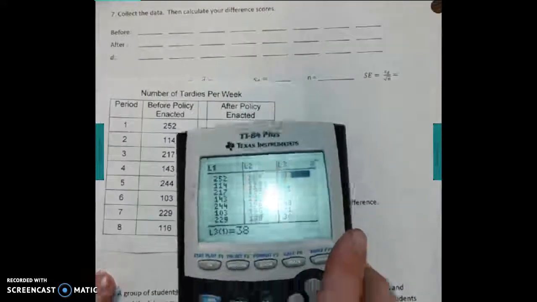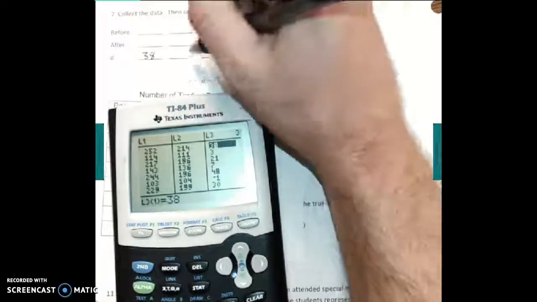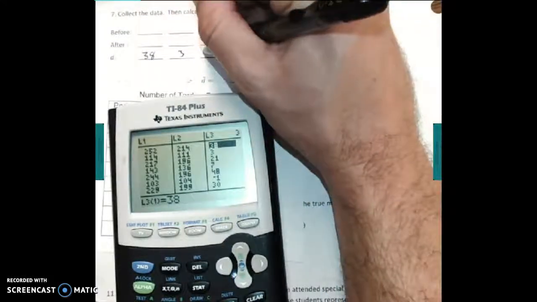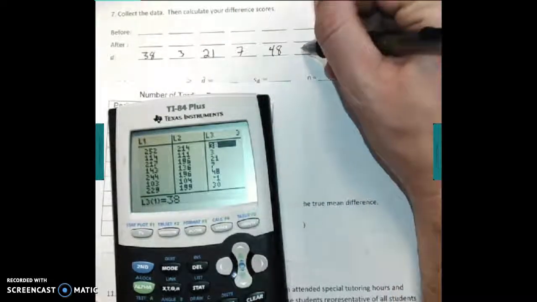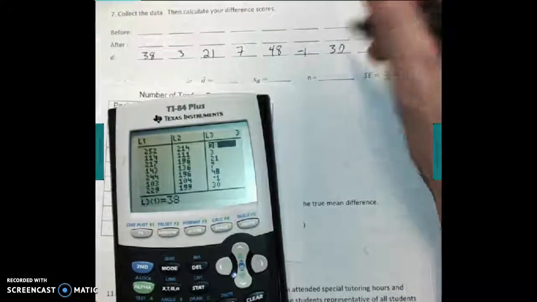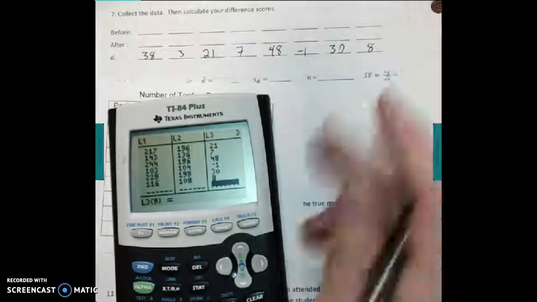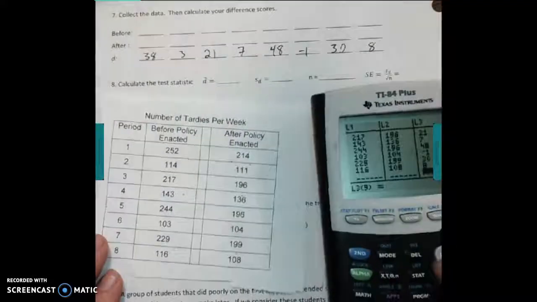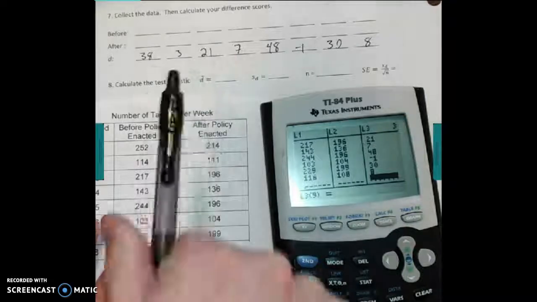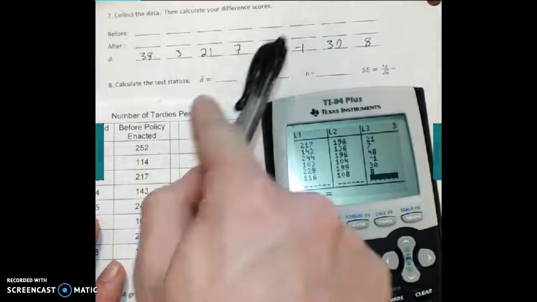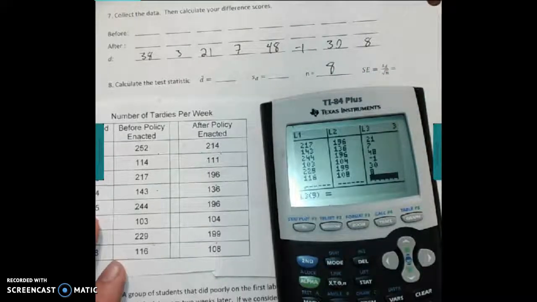So the difference then, in period 1, there was a 38 tardy difference. Period 2, there was 3 tardy difference. 21, 7, 48, negative 1, 30, and 8. So what I'd like to know, based on those difference scores, is the mean difference, the standard deviation of the difference, and the sample size, which I already know, it's 8.